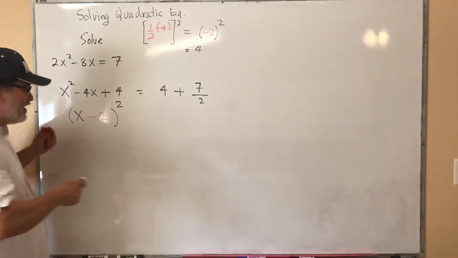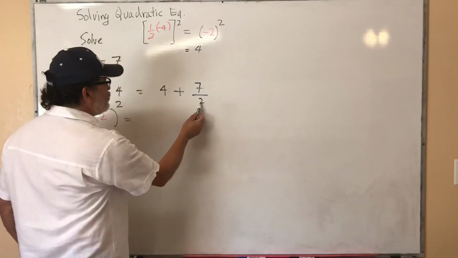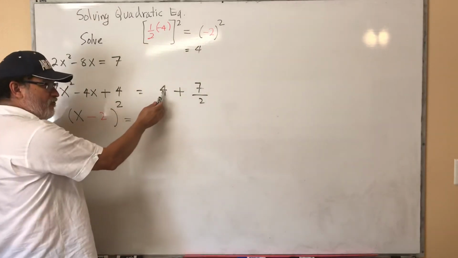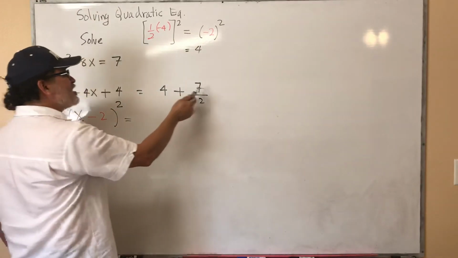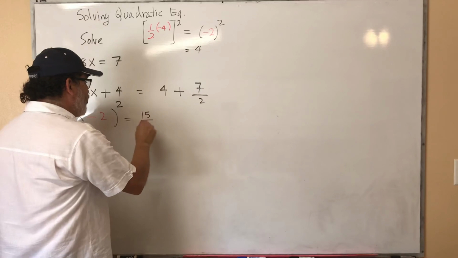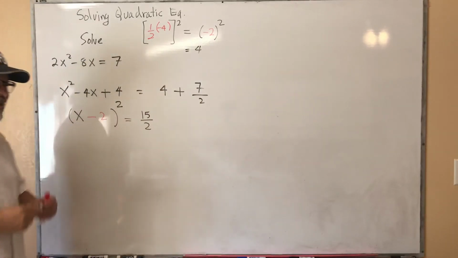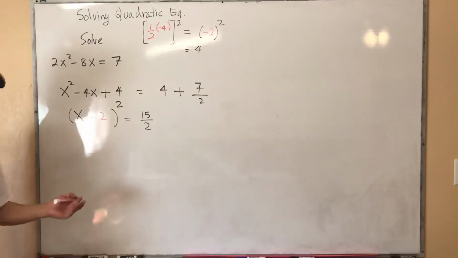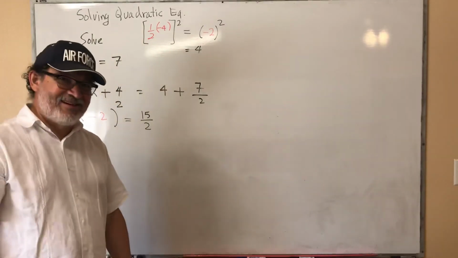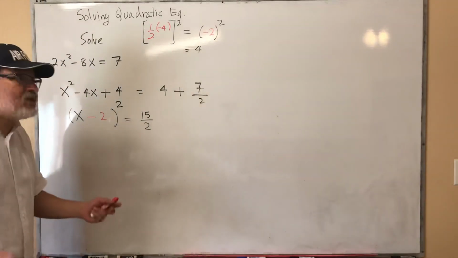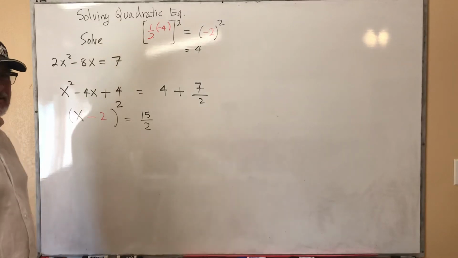Equals to what? Equals to 2 times 4 is 8. 8 plus 7, 15 over 2. Yeah. We have completed the square. You see that? Easier than trying to look for factors. This always works.